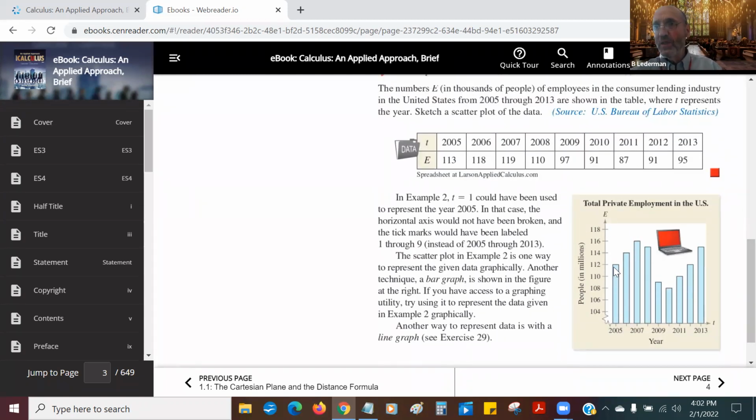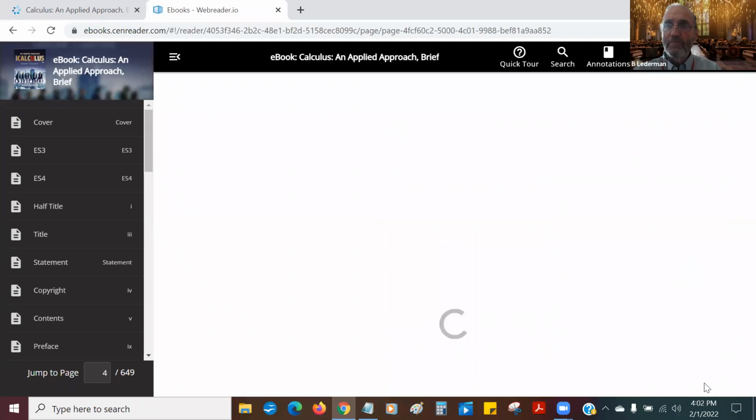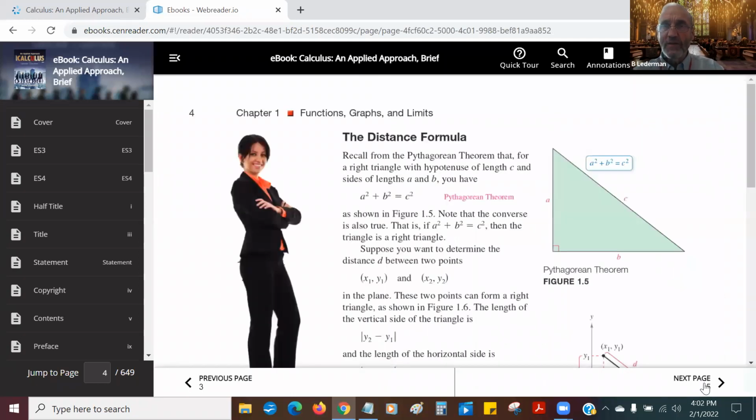But instead of putting dots, you draw a bar all the way up to the point. That's a bar graph. Okay. Again, these are just different types of graphs.